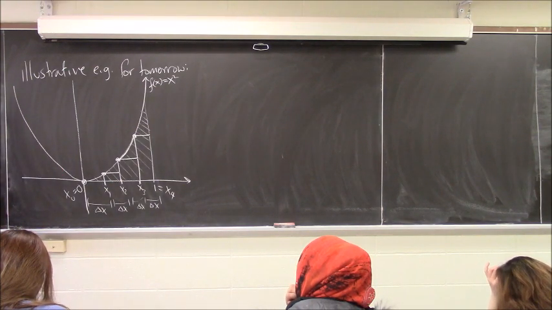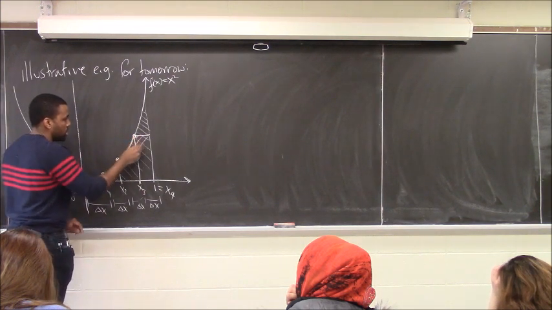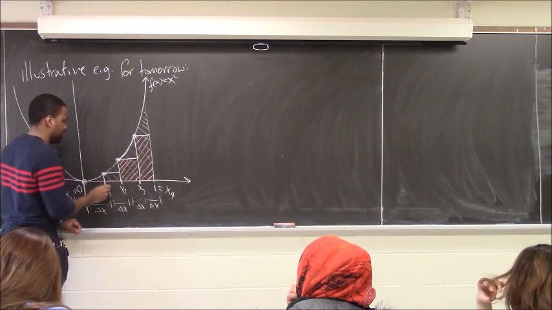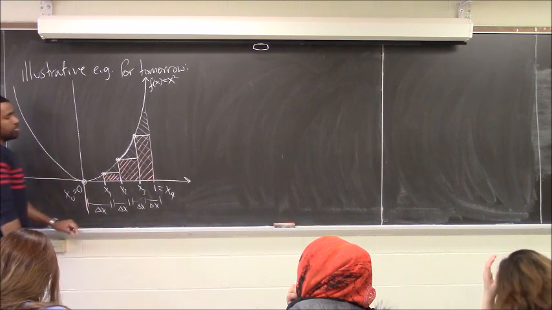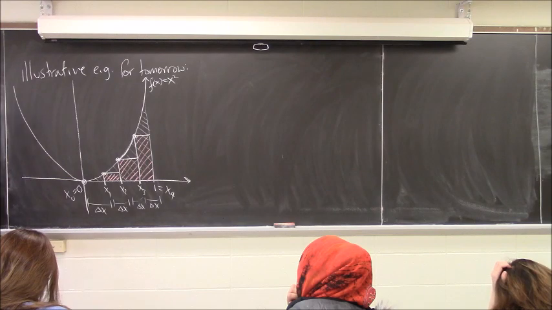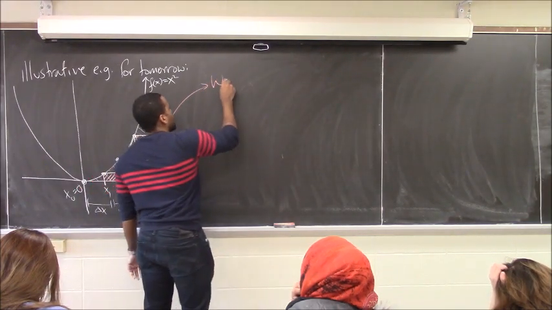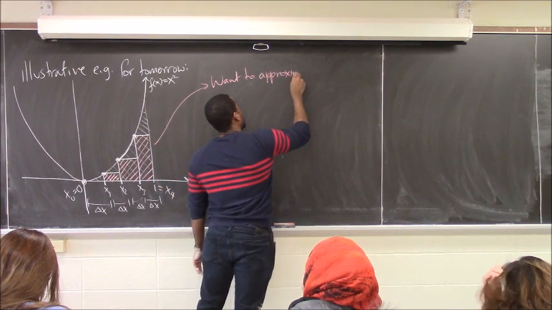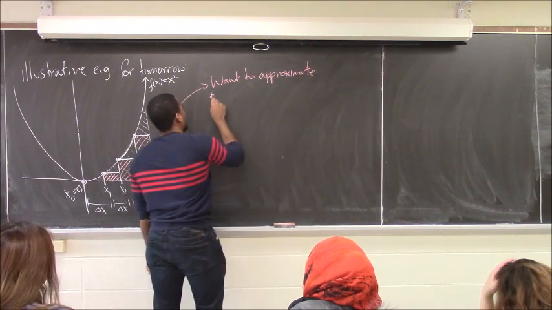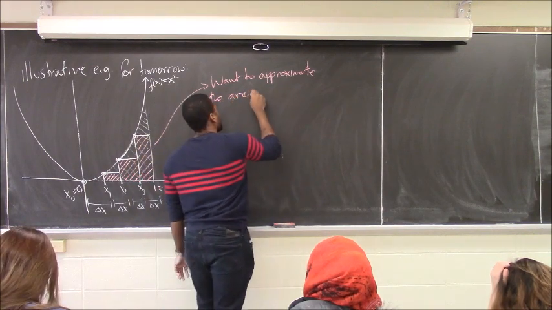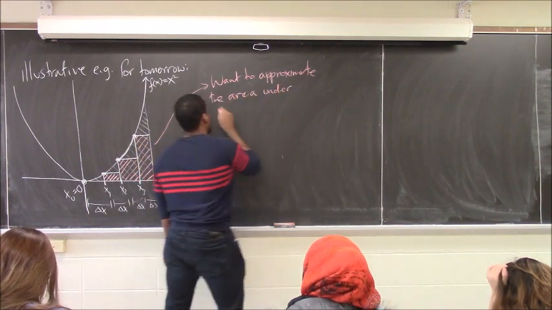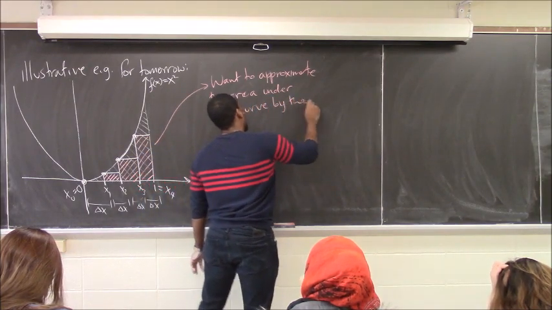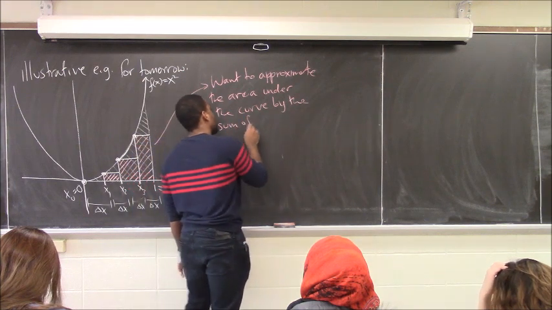And so here's my idea. I will now look at the areas of these rectangles. And basically the idea is I want to approximate the area under the curve by the sum of the areas of these rectangles.